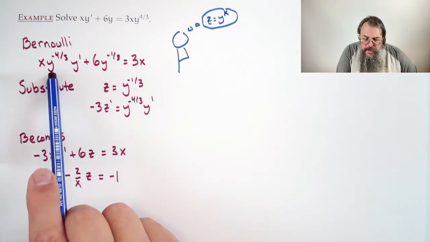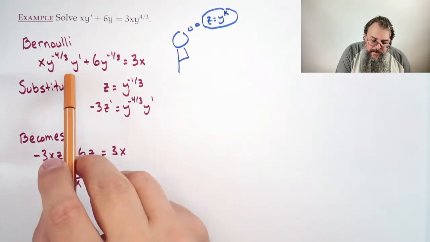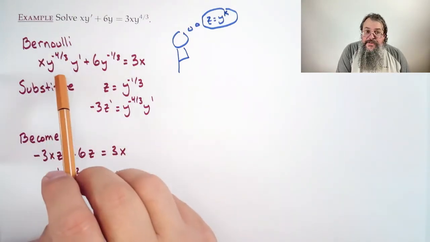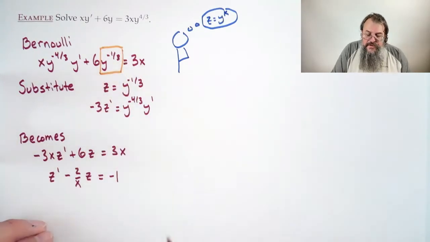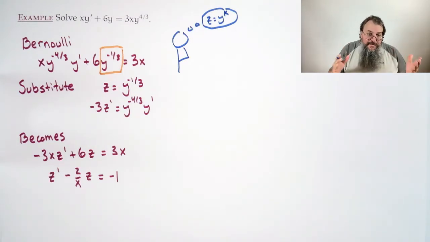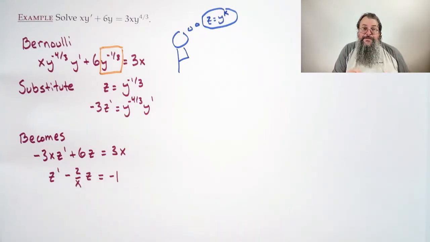Now you might say, well, wait, is it the y to the minus 4/3 or the y to the 1/3? And the answer is, it's the y to the 1/3. The way I think about it is, the y prime is going to show up after I take the derivative. So this part is essentially capturing the derivative of my substitution. So that's where we get our substitution from. So we set z equal y to the minus 1/3. You work it out. That says that minus 3z prime equals y to the minus 4/3 y prime, which becomes, after you clean it up, z prime minus 2 over x z equals minus 1. Okay, so that's where we're turning our problem.